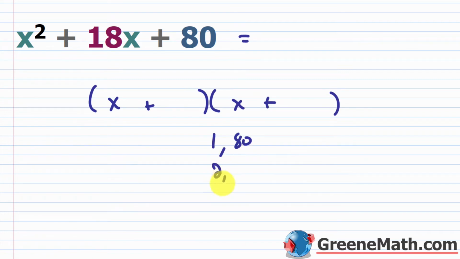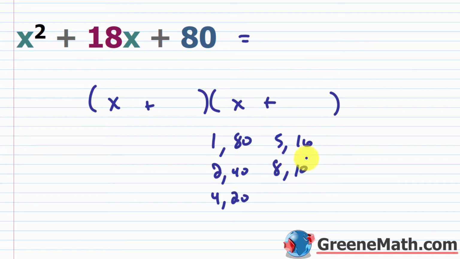And let me make that a little bit better. So then what's next? It's not divisible by 3. It is divisible by 4. You could do 4 and 20. That's not going to work. What about 5? Yeah, you could do 5 and 16. Not divisible by 6 and not divisible by 7, but it is divisible by 8.